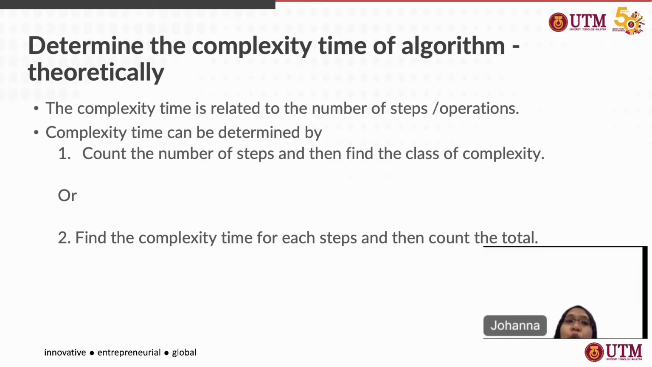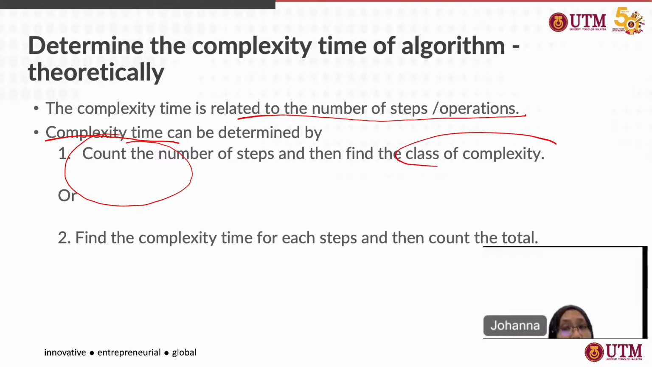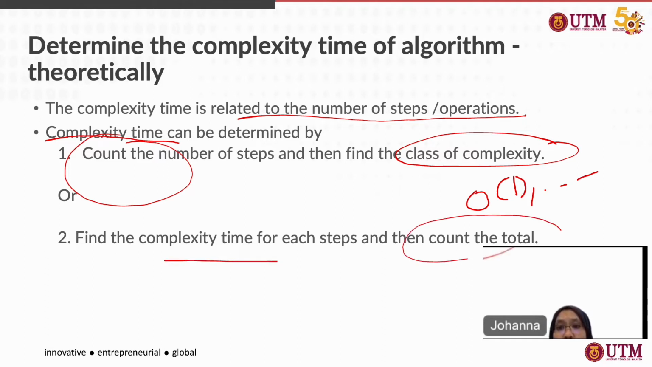If we want to determine the time complexity of an algorithm theoretically, the time complexity is related to the number of steps or operations. It can be determined by first counting the number of steps, then finding the class of complexity. What is the class of complexity? We have learned before: O(1), O(n), and so on. Or we can find the time complexity for each step and then count the total.